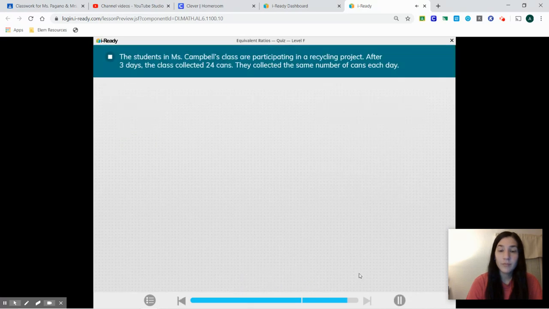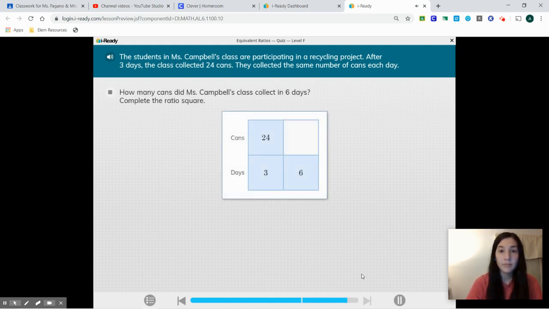The students in Miss Campbell's class are participating in a recycling project. After 3 days, the class collected 24 cans. They collected the same number of cans each day. How many cans did Miss Campbell's class collect in 6 days?